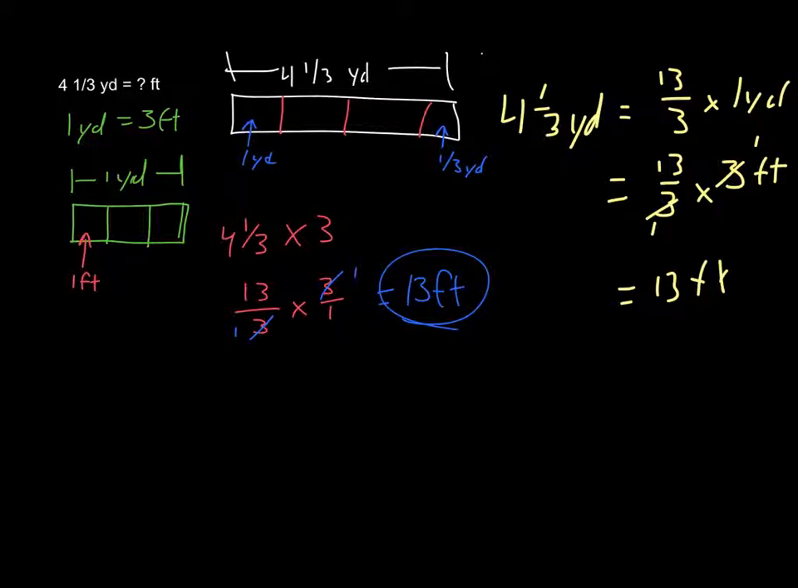If you were to solve this using the other method that we looked at yesterday, it would look like this, where we have 4 1/3, which I converted into an improper fraction, multiplied by 1 yard, and then I turn the 1 yard into 3 feet, simplify the 3's, so then I have 13 times 1 foot, which gives you 13 feet in another method.